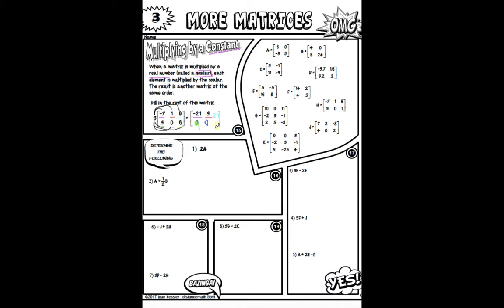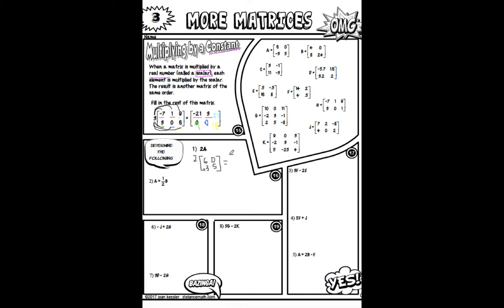So now that you know how to multiply by a constant, we're going to put that to work to do some order of operations. So I have 2 times the matrix A. This one is simple multiplication. So I have 2 times 6, 0, -3, and 5. This is a negative 3, excuse me.